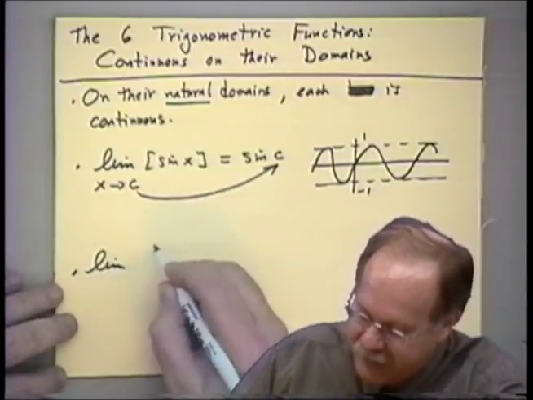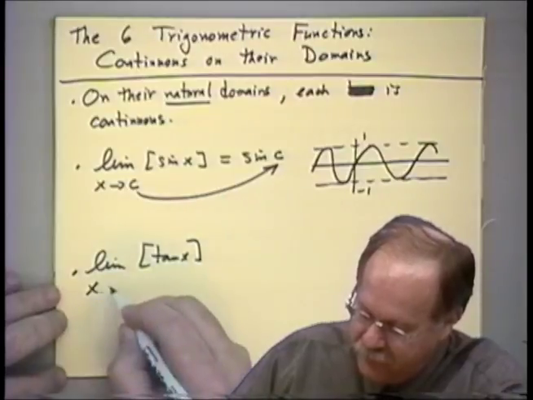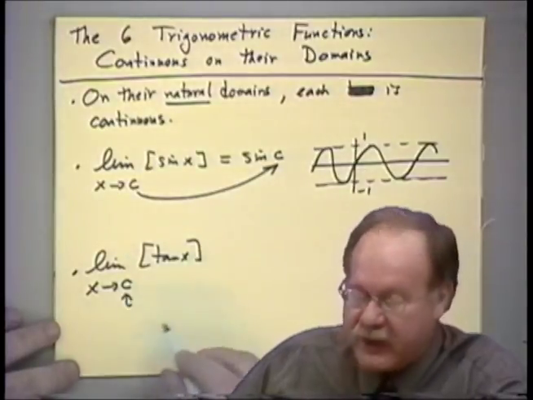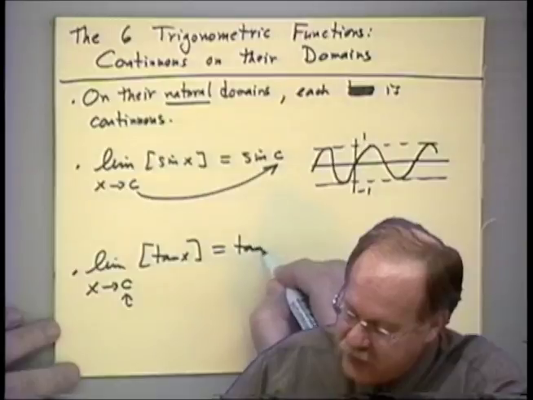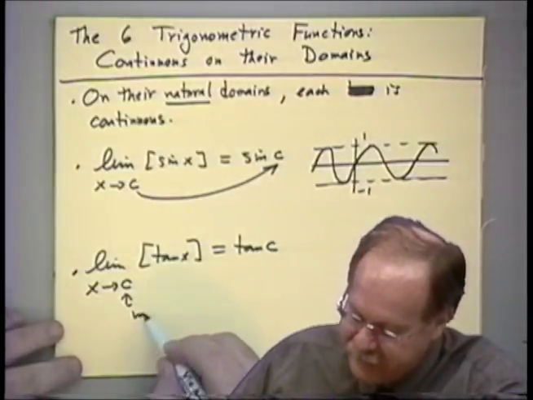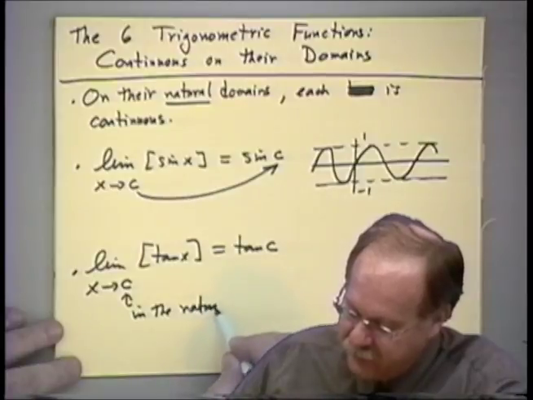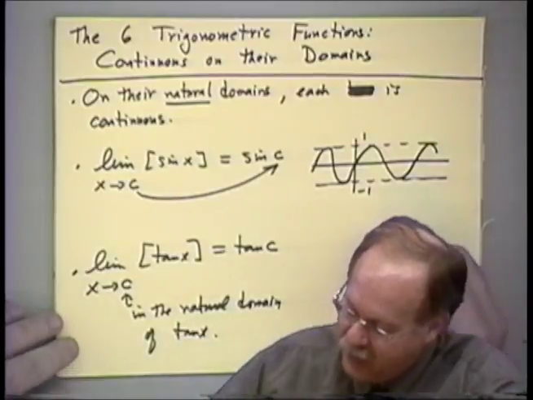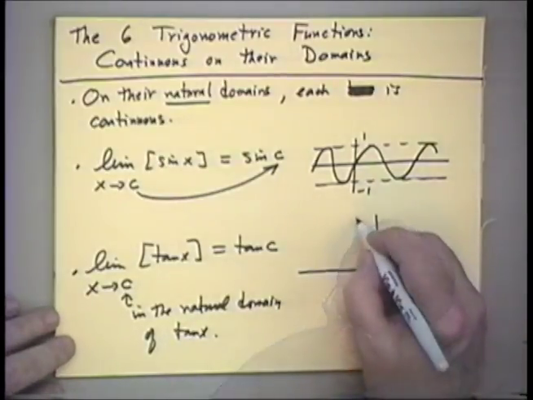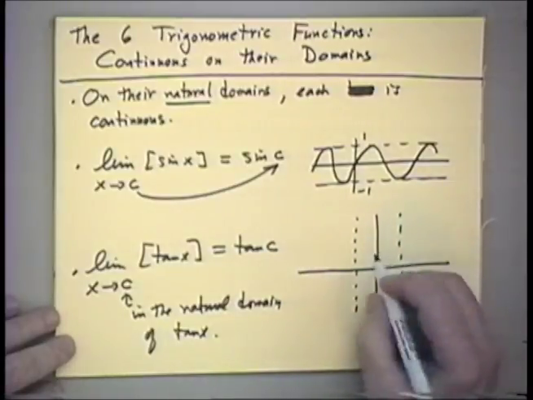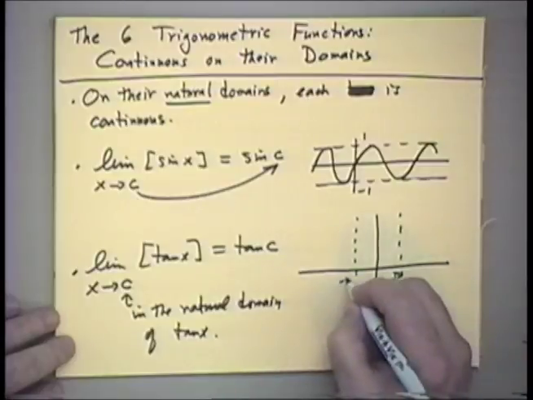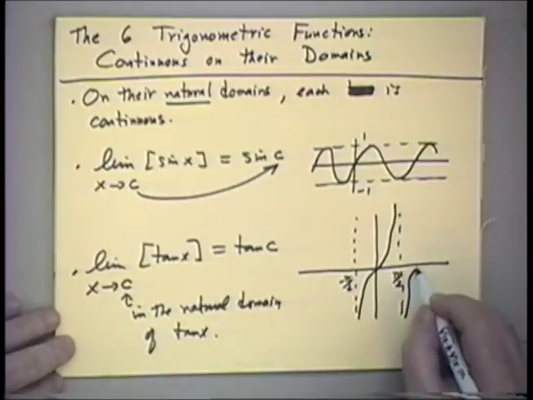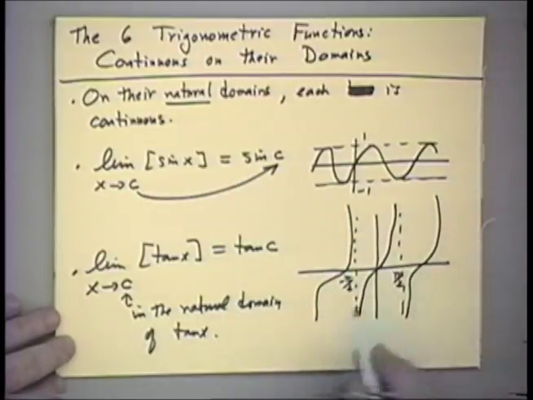What about something like the tangent function as x approaches c? Now, the problem here is that as long as c comes out of its natural domain, this will be equal to the tangent of c. So c must be in the natural domain of the tangent function. Now, if I draw the tangent function, you may remember that it has breaks. For example, there's a break here at pi over 2 and minus pi over 2. The tangent function comes up like this and is asymptotic at both sides. Then it repeats on either side to infinity in both directions.